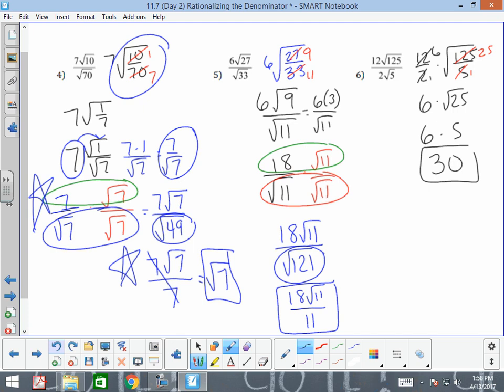Okay, so that is where we're rationalizing the denominator. Now, on the next video, we're going to look at a few more simplifying and some distributive properties.